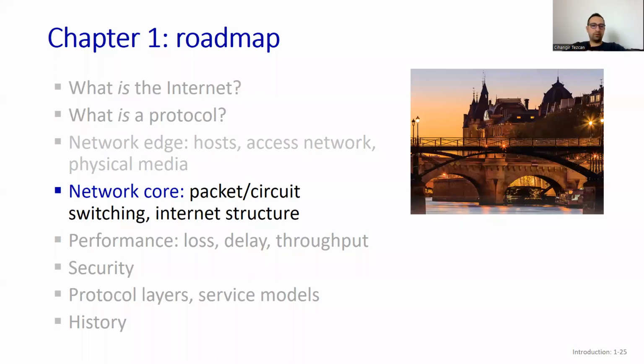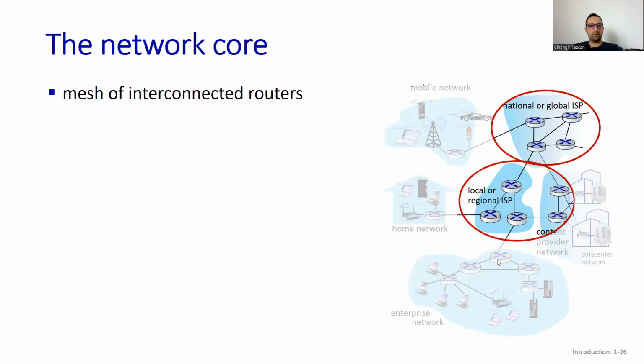All right, so let's continue with network core. We are still using the slides from the book Computer Networking, a top-down approach by Jim Kurose. So we are going to talk about network core, packet circuit switching, and the internet structure. In order to understand the network or the internet, we should look at the network core.